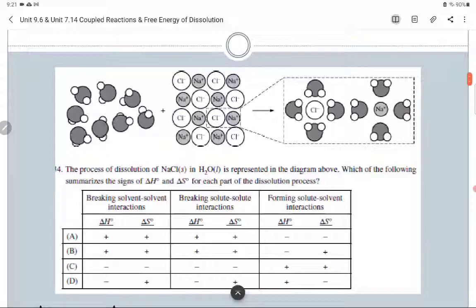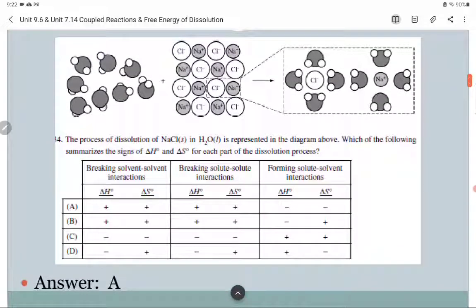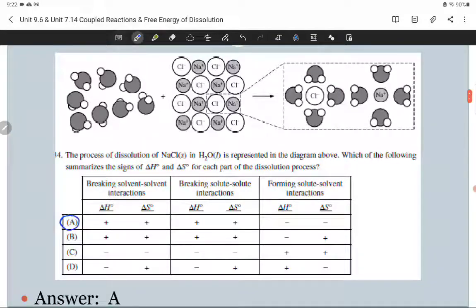So we've seen this kind of situation before, but we didn't know anything about delta S or delta G at the time. This one doesn't have any answers that deal with delta G, but like always, we already know the answer. The answer's A. Let's look at this. Here we have water, here we have salt, and here we have an ionic dipole interaction, aqueous salt.